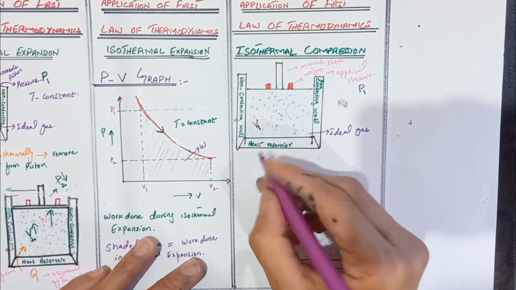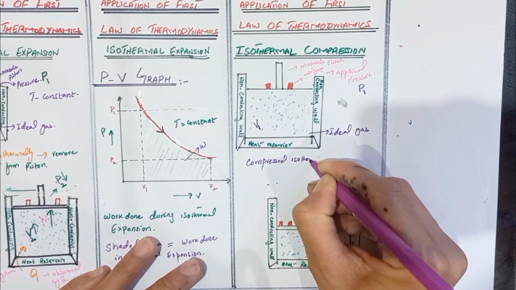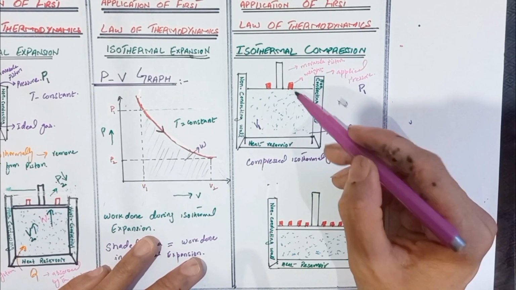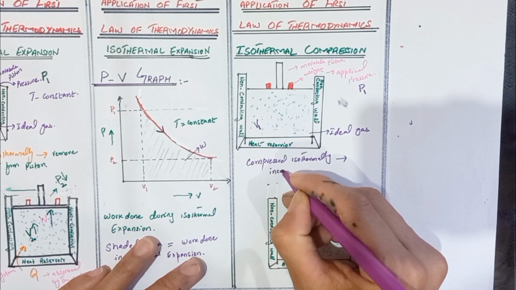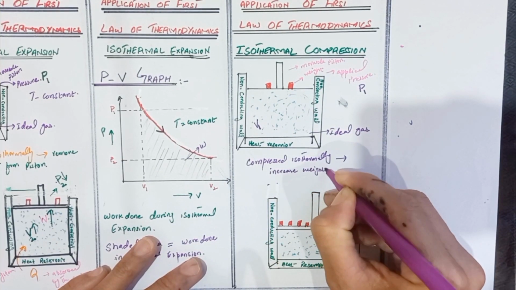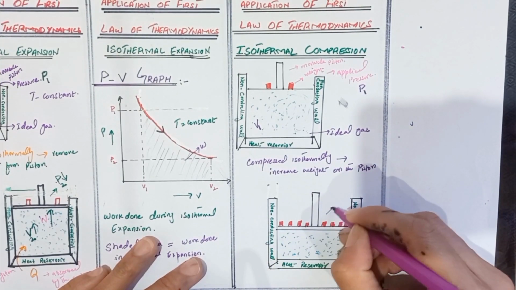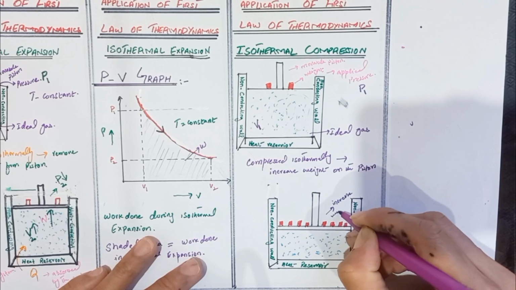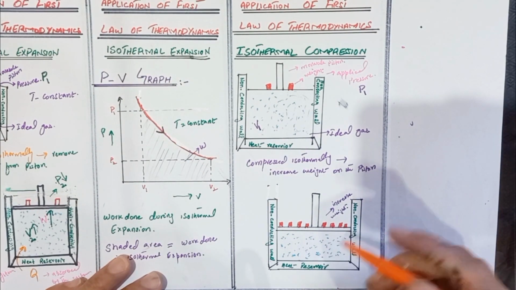Now we want the gas to compress isothermally. When we compress the gas isothermally, we increase the weight on the piston. When we increase the weight, the pressure on the gas is increased.